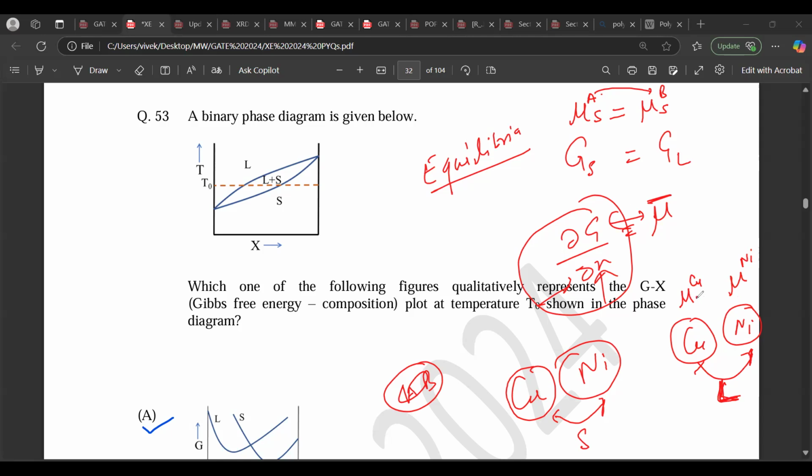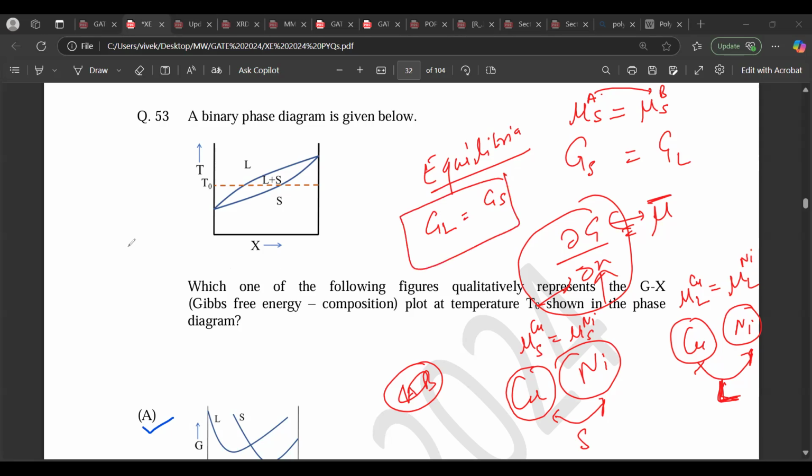In what phase? Either in liquid phase or in solid phase, the chemical potential of copper and the chemical potential of nickel should be the same, and they will make a particular phase. In solid phase, their individual activity, chemical potential, is the same. In liquid phase, their individual is the same. For an individual phase, the free energy of liquid should be the same as the free energy of solid for liquid-solid equilibrium.